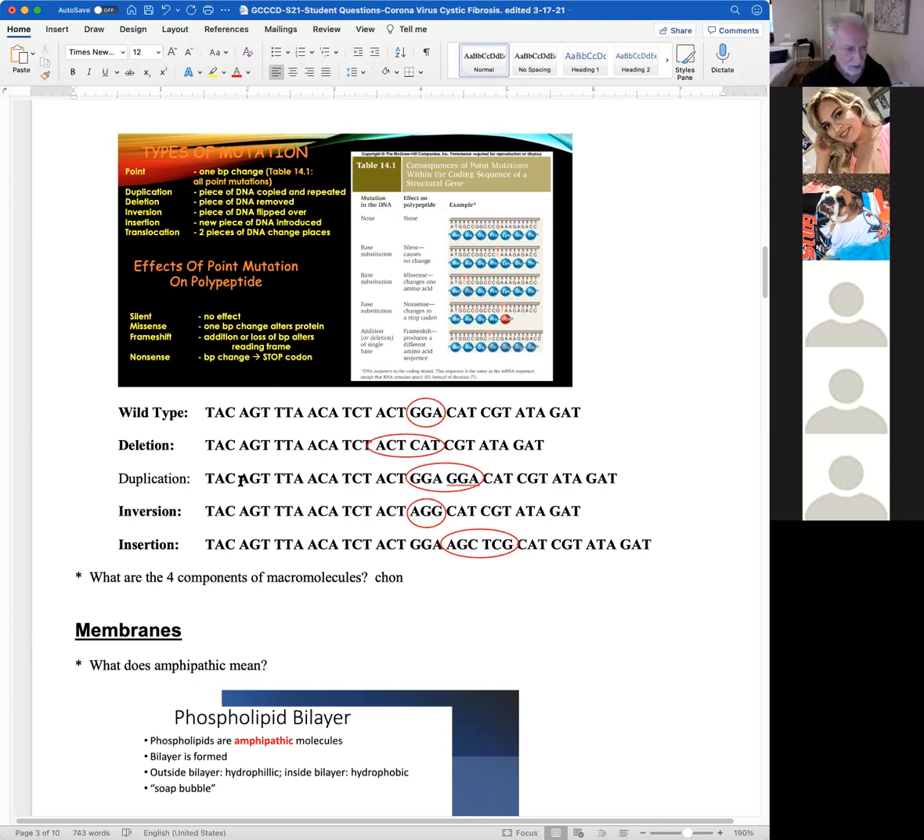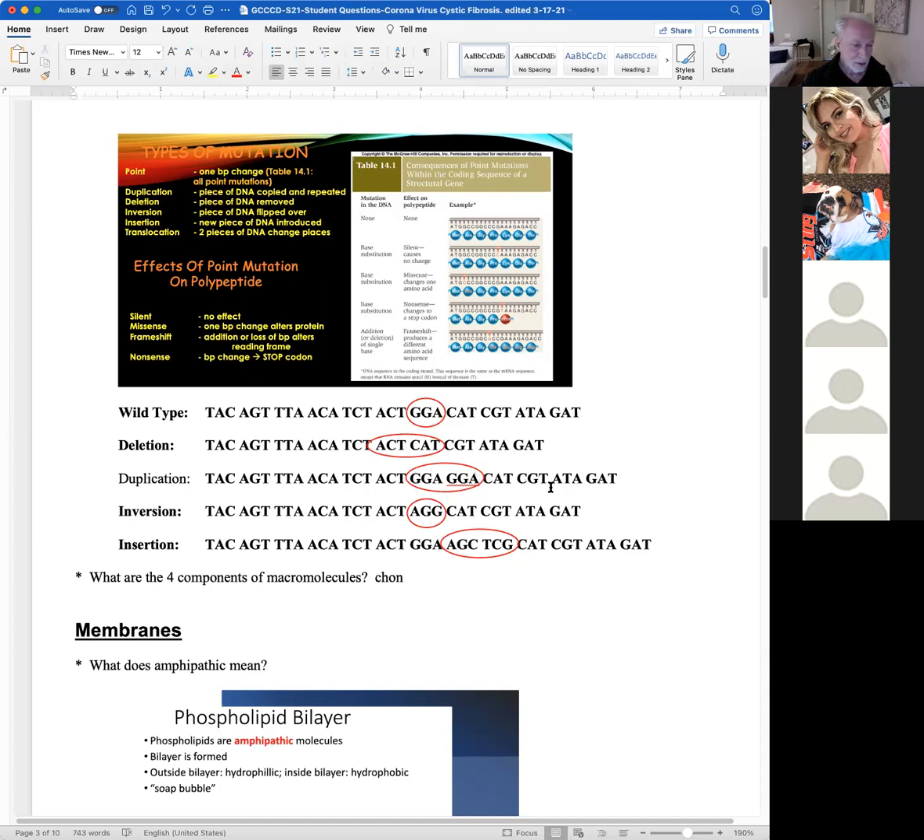The next one down is a duplication. Again, the sequence of a duplication is identical to wild type as you go along the chain, and then at some point, this GGA is there, but instead of the next codon being a CAT, it's another GGA. So the GGA codon is duplicated. After the duplication, the sequence goes back to wild type again. CAT, CGT to the end.